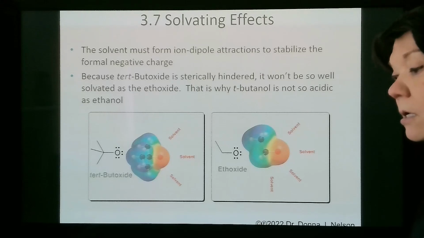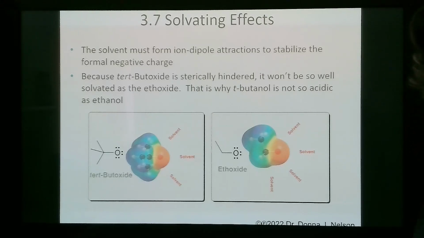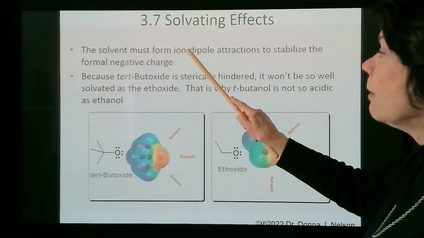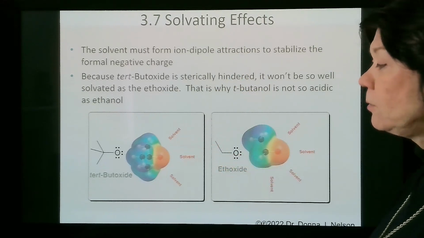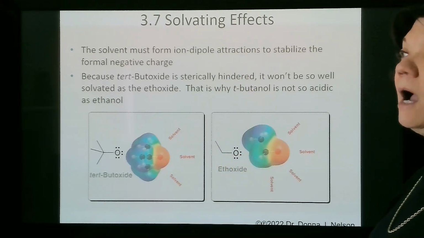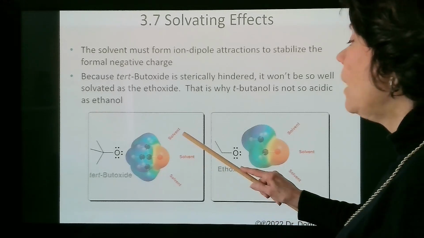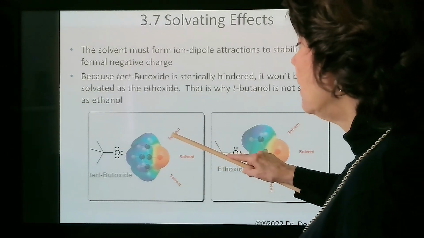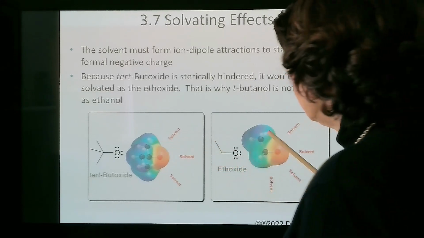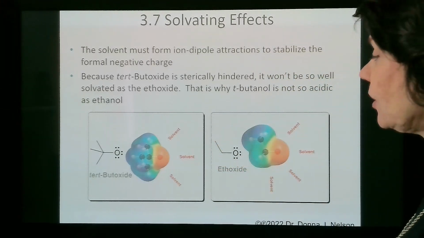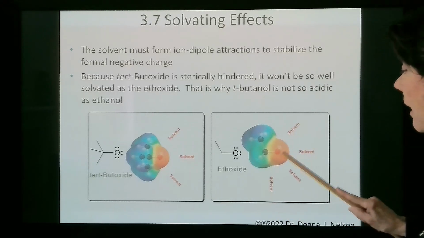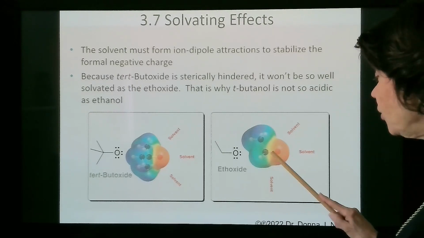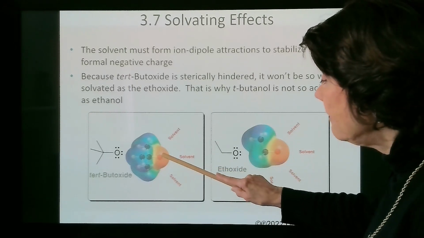The important difference comes when solvent needs to come in and form ion-dipole attractions. These ion-dipole attractions, which we looked at in Chapter 2, will stabilize the anion. Basically, this is bearing a negative charge, and this is bearing a negative charge. This is ethoxide; the -ide tells you it's an anion. So this is an anion, the negative charge is here, and this is an anion, the negative charge is here.